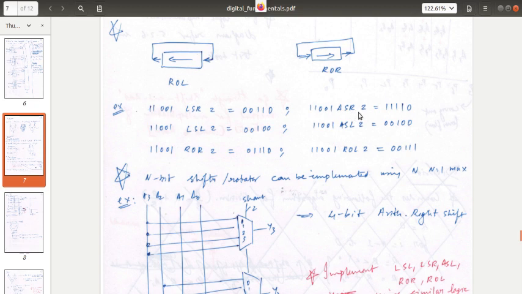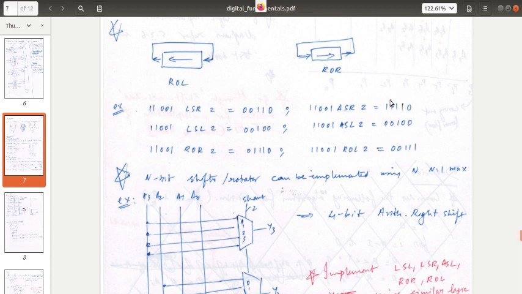Arithmetic shift right, again by 2, means these 3 will become the last 3. But if you compare logical shift and arithmetic shift, what is happening here? It is 2 ones. This 110 is coming from here, but these are 2 ones for the arithmetic shift, and these are 2 zeros for the logical shift.